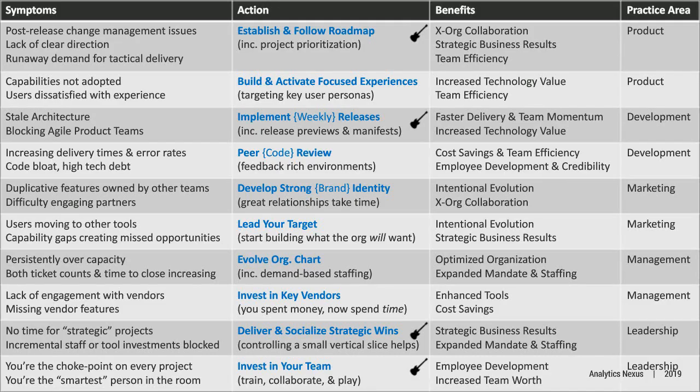Finally, I just wanted to share this summary of some of the points we've gone over as a takeaway. If I had to pick the 4 strategies that have made the most impact as I've evolved technology teams, it would be the following: establishing and following a roadmap, providing weekly releases, delivering against strategic wins, and taking the time to invest in your team. For me, all of these tactics have produced high value over the long term.